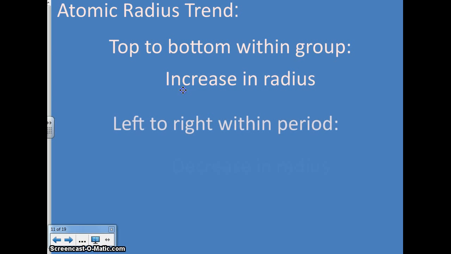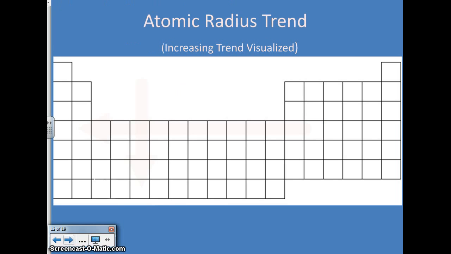But when you go left to right within a period, this would be period 2 and period 3, you'll notice something very different happens: there is a decrease in the radius; the atoms actually get smaller. So visualizing this on this blank periodic table, atoms get bigger as you go down a group. But atoms get smaller if you're considering left to right within a period.